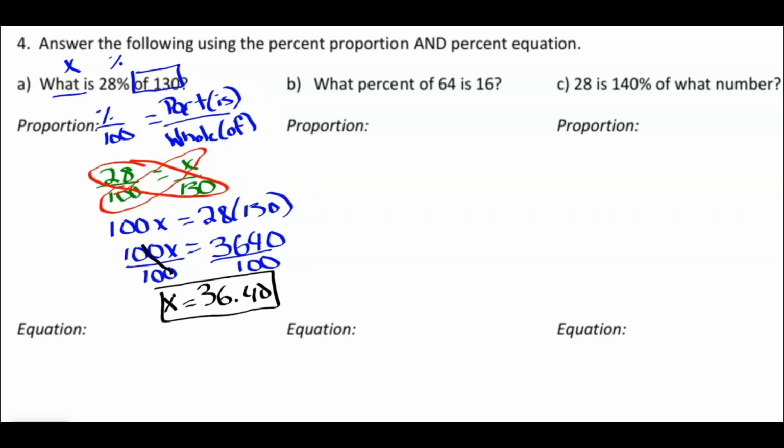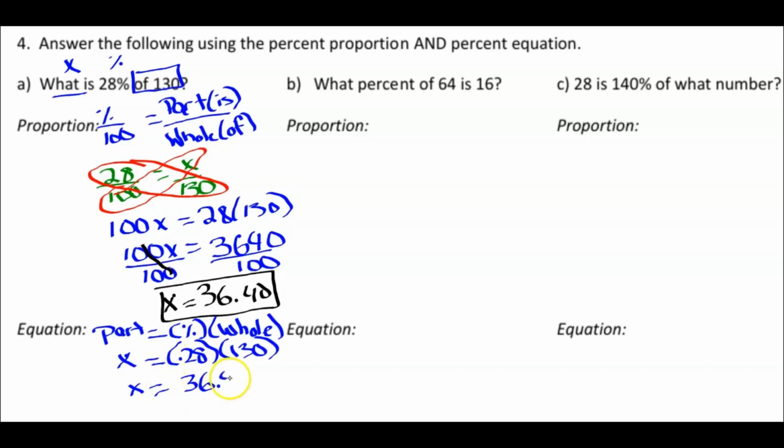Now let's move into the percent equation. We're going to start by writing that down first. The formula is part equals percent times whole. Based on our information earlier, we did not know what the part is. We know our percent is 28%, but our percent is always displayed as a decimal, hence 28 divided by 100, and our whole is 130. We end up finding out that x is equivalent to 36.4, aka 36.40. And that's it for question letter A.